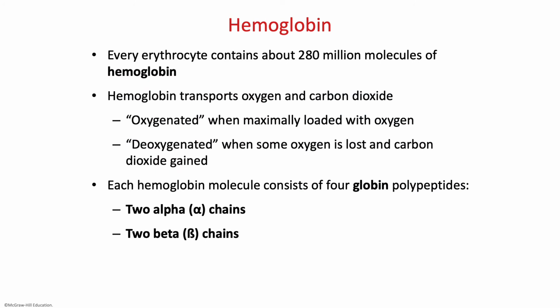Hemoglobin is what carries oxygen and carbon dioxide in the body. Every erythrocyte contains about 280 million molecules of hemoglobin, and each molecule of hemoglobin can contain 4 oxygen molecules. Hemoglobin transports oxygen and carbon dioxide. We call it oxygenated when hemoglobin is maximally loaded with oxygen, and deoxygenated when some oxygen is lost and carbon dioxide is gained. Each hemoglobin molecule consists of 4 globin polypeptide chains, 2 alpha and 2 beta chains.